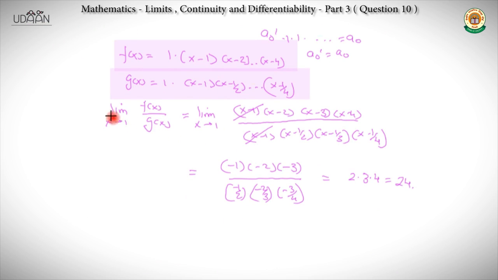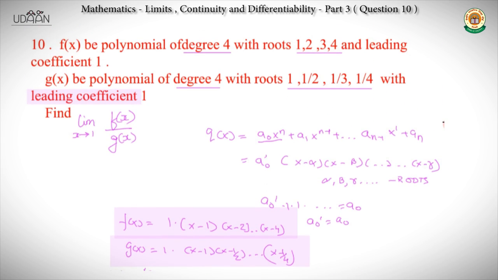As soon as that was done, it was pretty simple for us, and the job was pretty much done. And so the limit of x tending to 1 of f of x by g of x would simplify, and x minus 1 was the only term which was introducing a 0 by 0 format, and as soon as that was cancelled, we could immediately arrive at the answer as 24 as the limit. So this is question number 10.